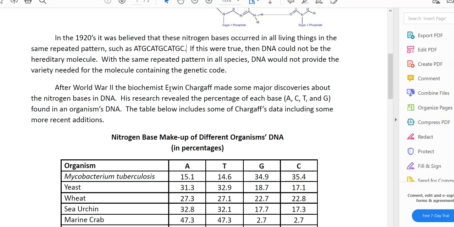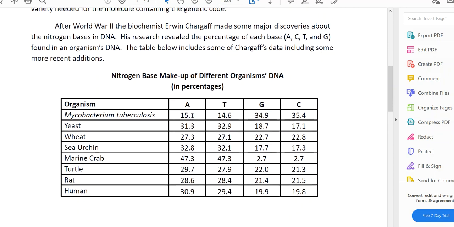After World War II, the biochemist Erwin Chargaff made some major discoveries about the nitrogen base in DNA. His research revealed the percentages of each A, C, T, and G found in an organism's DNA. The table below includes some of his data. All right, so now this is what you had discovered, Mom. You saw that A's were the same as T's, pretty much down the board, like equal to each other, but not the same across species.